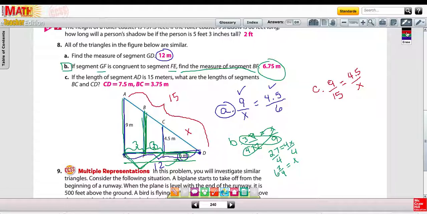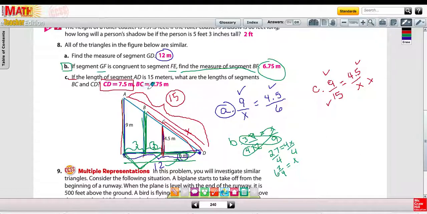Finally, we are looking at letter C, and it says the length of segment AD, this whole thing, is 15 meters. What's the length of CD and BC? So in this case, I again started with the 9, what I knew for the big triangle, and this whole hypotenuse, which is 15. And then I knew that this was 4.5, and we're trying to find the x value here from C to D. When you cross multiply and divide, you get that CD equals 7.5.